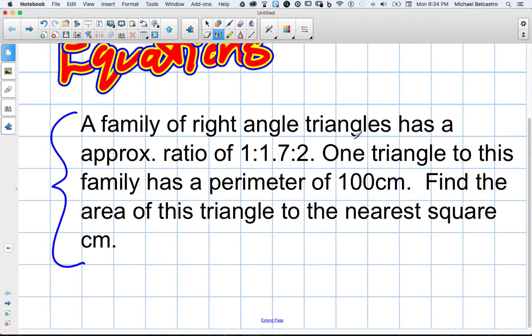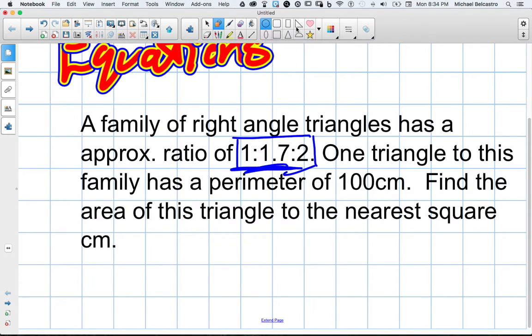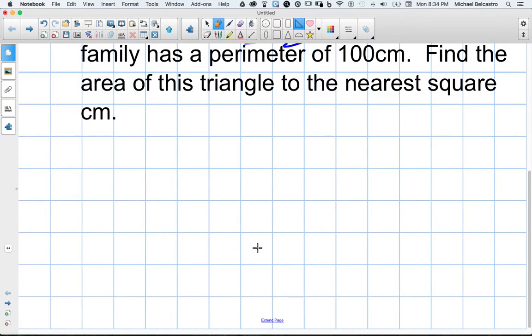A family of right-angled triangles has an approximate ratio of 1 to 1.7 to 2. One triangle in this family has a perimeter of 100 centimeters. Find the area of this triangle to the nearest square. Okay, first of all, let's make a standard triangle of this family, okay? So that's a good name for it.